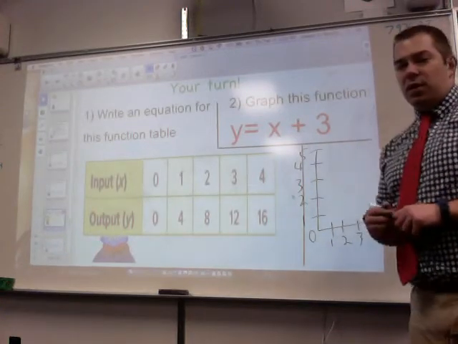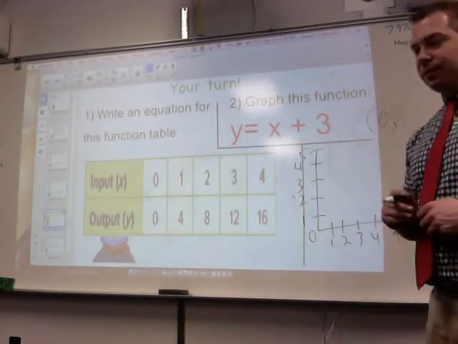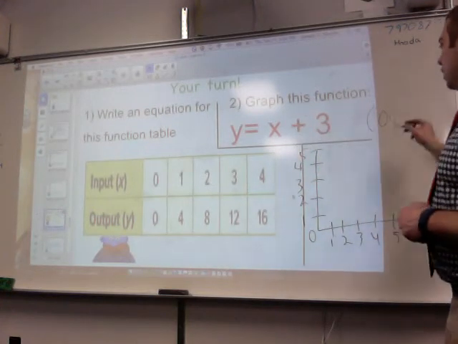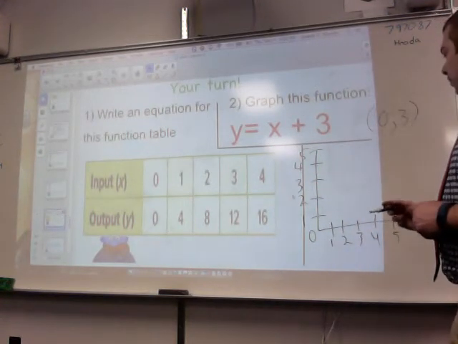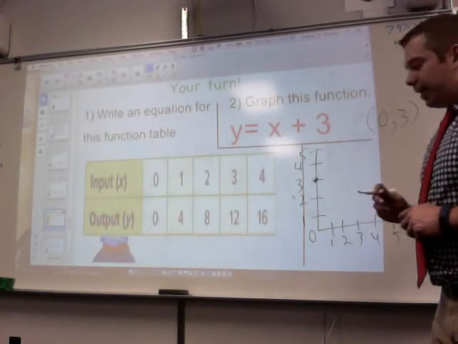So you'll make your own coordinates. You'll plug in 0 first. And I'll even do your first plot point. You plug in 0. 0 plus 3 equals 3, so your y would be 3. So your first point would be 0 for x, 3 for y.